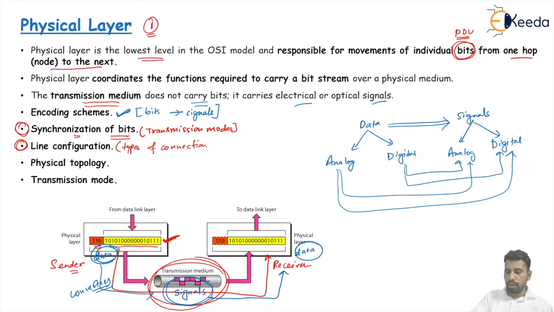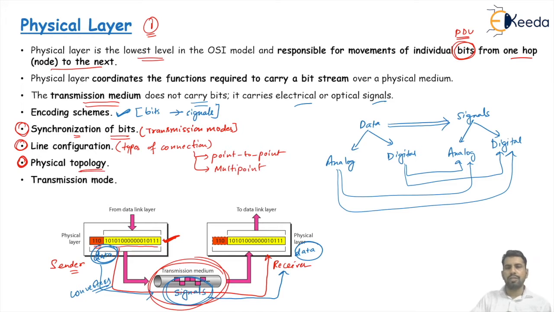This topic we already discussed in chapter 1, in the introduction to models. Mainly we have two types of connection, that is point to point connection, and second is multi-point connection, or you can say the broadcast link. Next is the physical topologies.